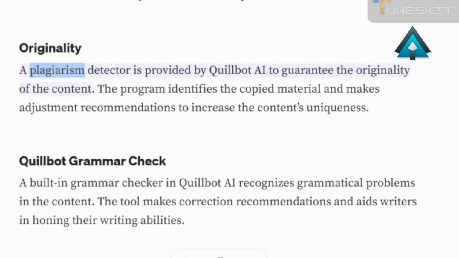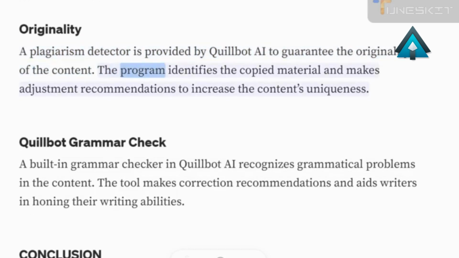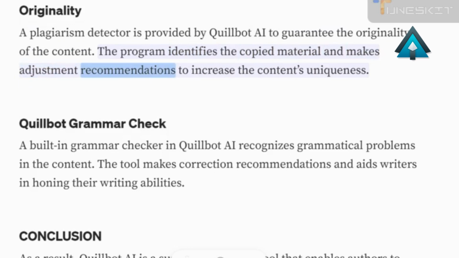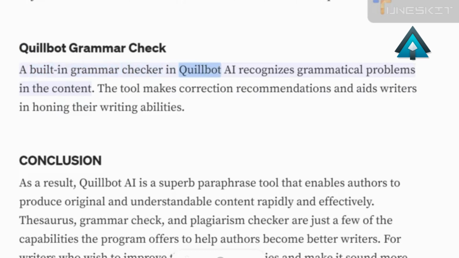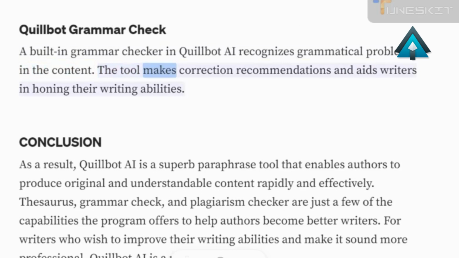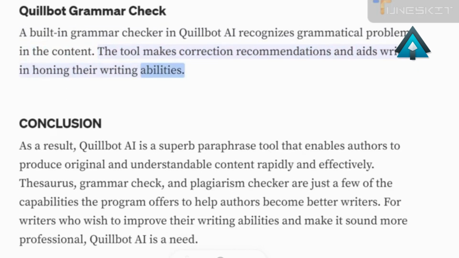Originality. A plagiarism detector is provided by Quillbot AI to guarantee the originality of the content. The program identifies the copied material and makes adjustment recommendations to increase the content's uniqueness. Quillbot Grammar Check. A built-in grammar checker in Quillbot AI recognizes grammatical problems in the content. The tool makes correction recommendations and aids writers in honing their writing abilities.